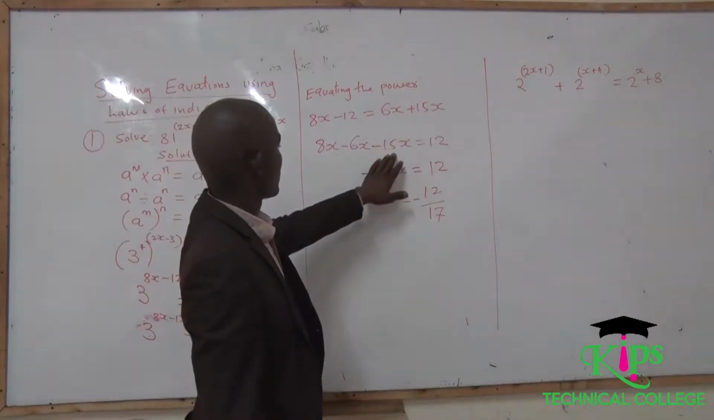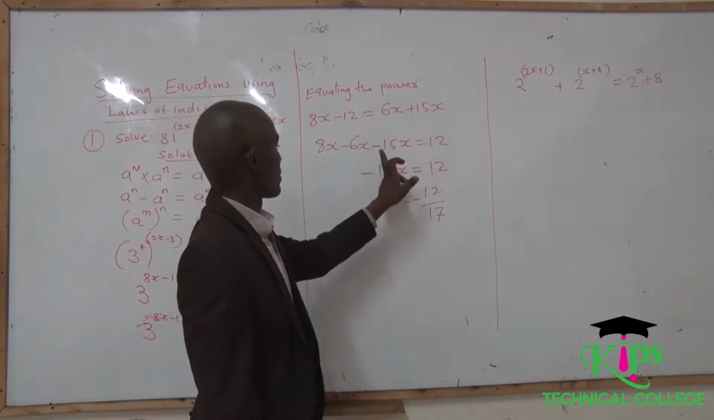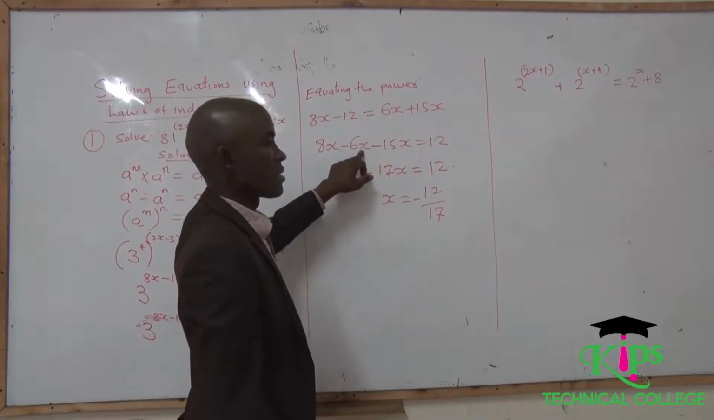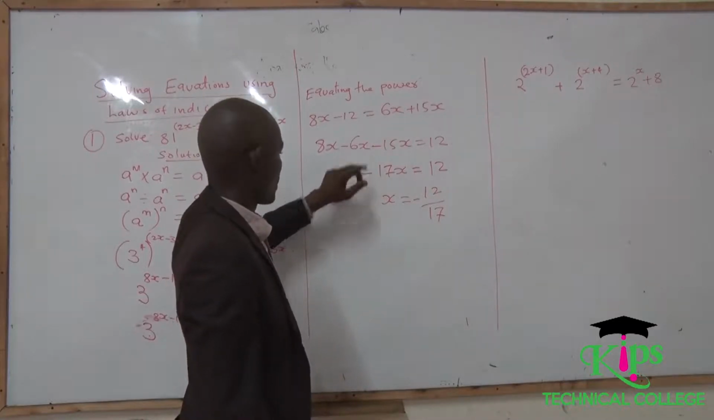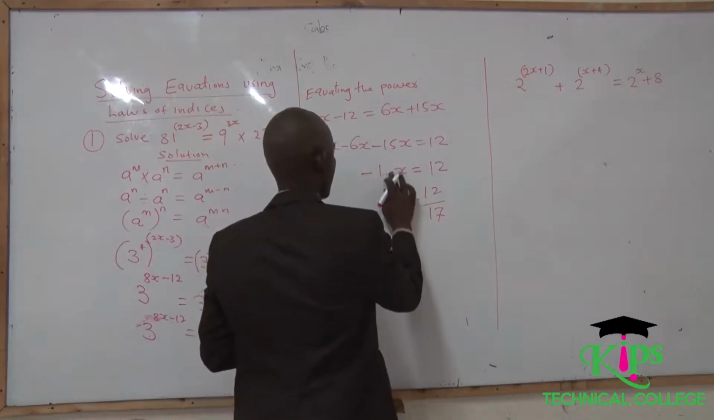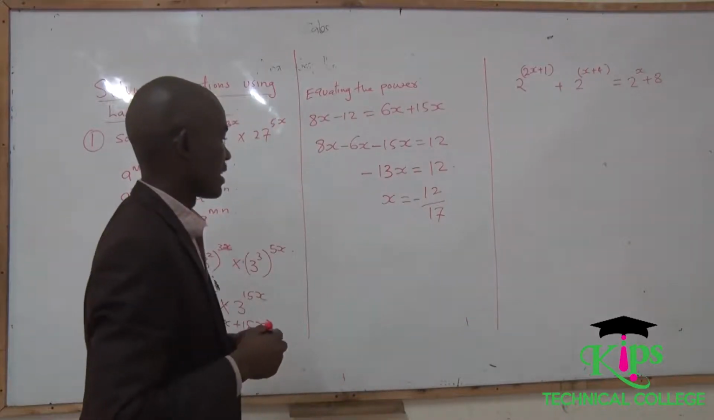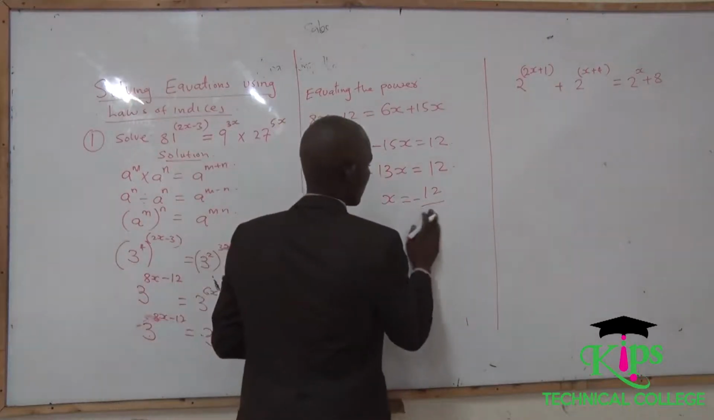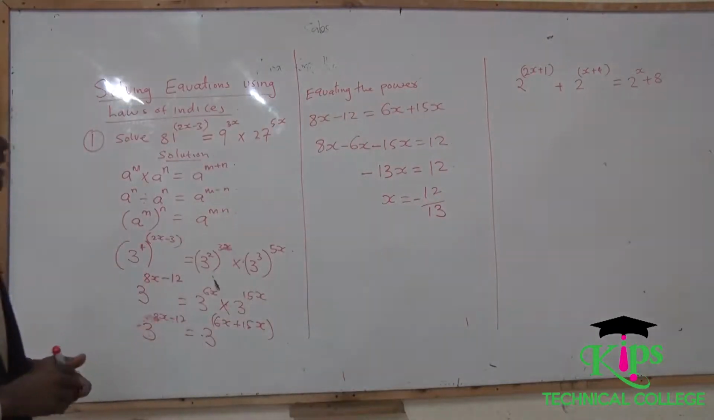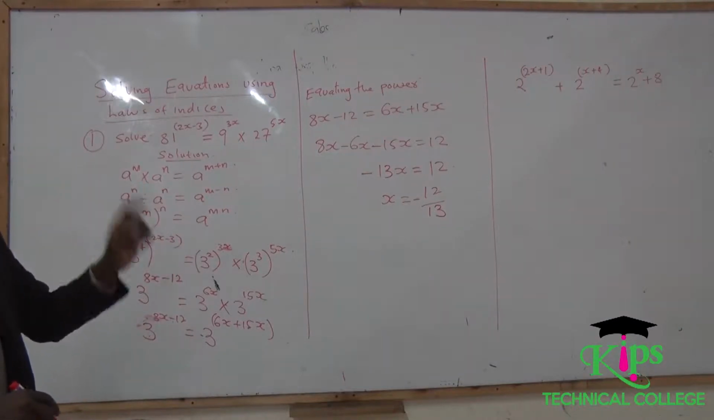Bringing the other side, this crossing becomes a minus, this crossing becomes a minus. So 8 minus 6 becomes 2x, 2 minus 15 becomes 13. Remember, there is a problem here, this becomes minus 13x. So once you divide, you need to get 13. So the answer for that particular example becomes x is equal to minus 12 over 13.